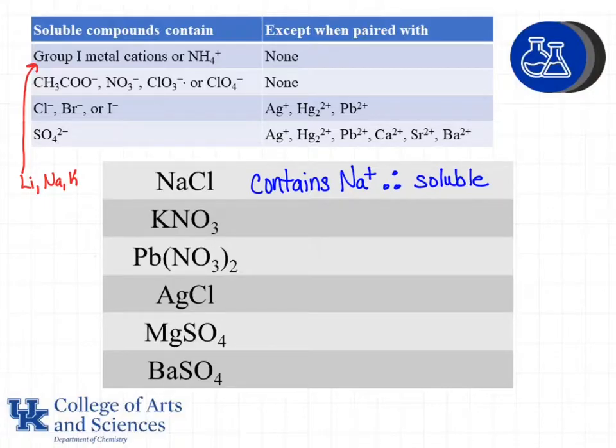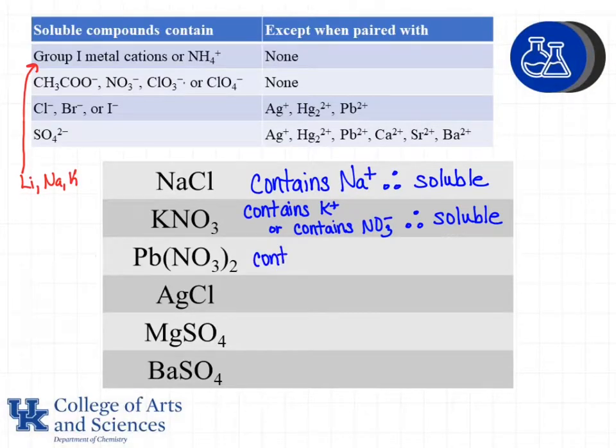Next, let's look at KNO3. KNO3 contains K+, and it also contains NO3-. Either of these rules show us that this compound will be soluble in water. Therefore, we say this is a soluble compound. PbNO3, too, which is known as lead nitrate, contains NO3-. We see that the rule for NO3- does not have any exceptions to the solubility, therefore this is a soluble compound.